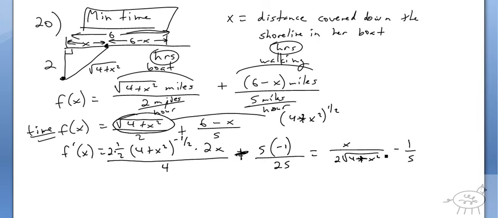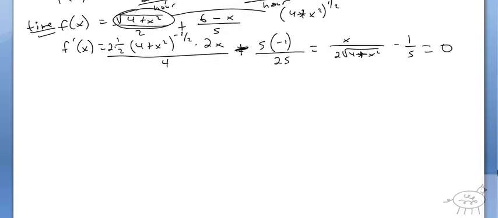All right. So then I need, of course, set that equal to 0. I'm going to cursor down here a little bit because I'm running out of room. So you set that equal to 0, and I'm just going to move that over. I get x over 2 square root of 4 plus x squared equals 1/5. Cross multiply. And I get 5x equals 2 root 4 plus x squared.